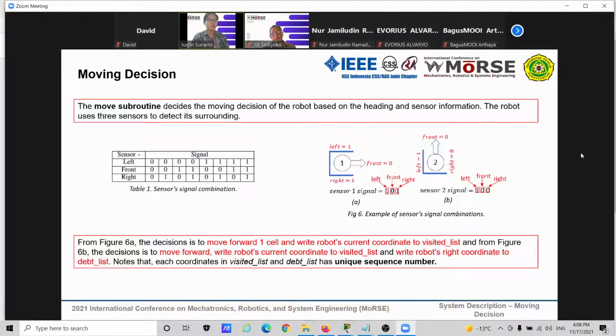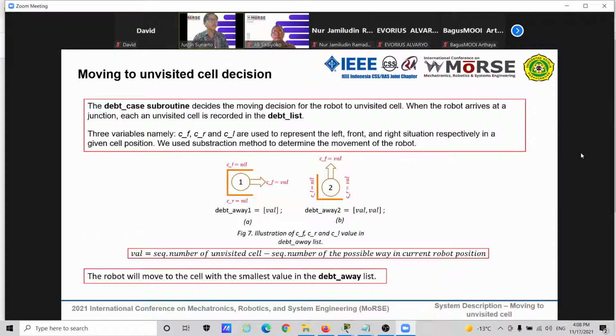From figure 6b, the decision is to move forward, write the robot's current coordinate to the visited list, and write the robot's right coordinate to the depth list. Note that each coordinate in the visited list and depth list has a unique sequence number, and we use this sequence number in the depth case subroutine. When the robot arrives at a junction, its unvisited cell is recorded in the depth list.